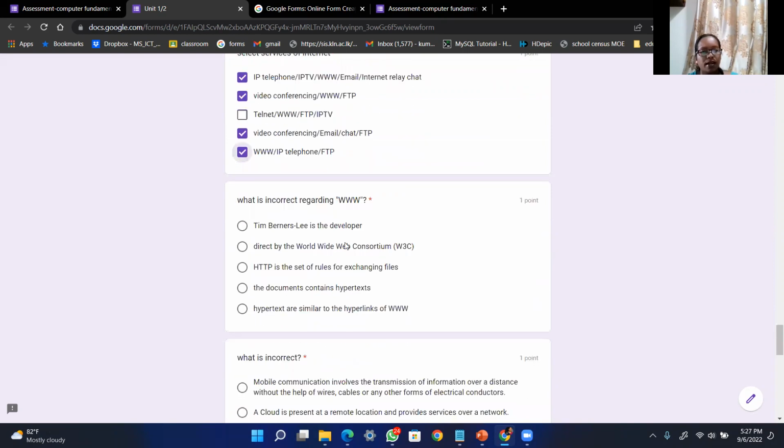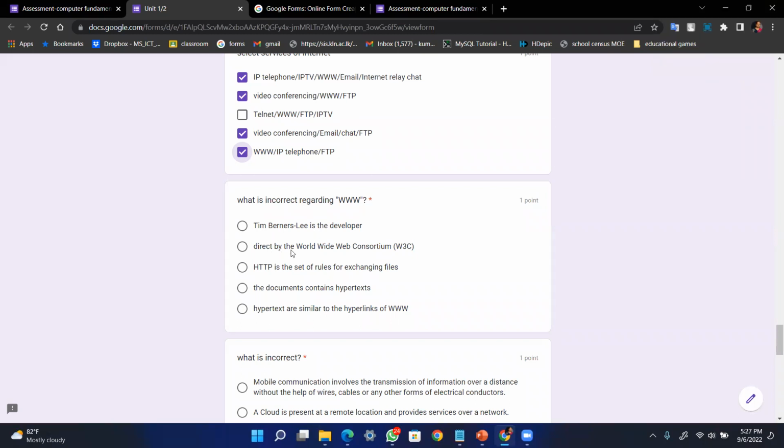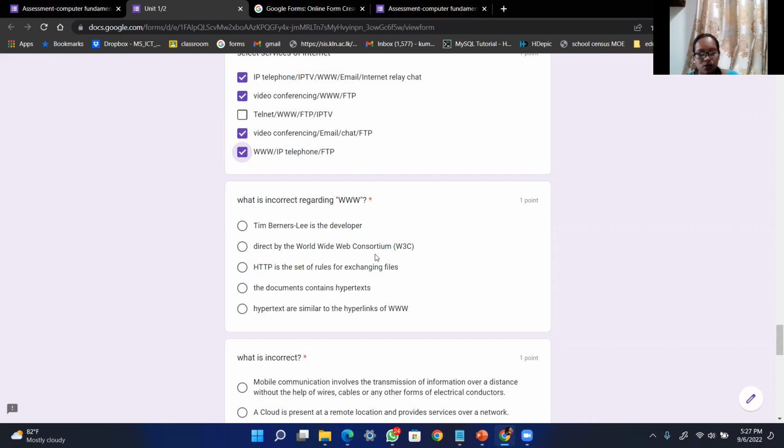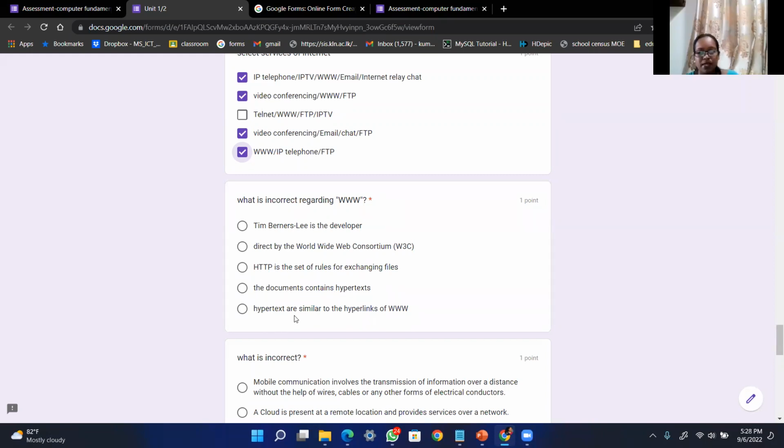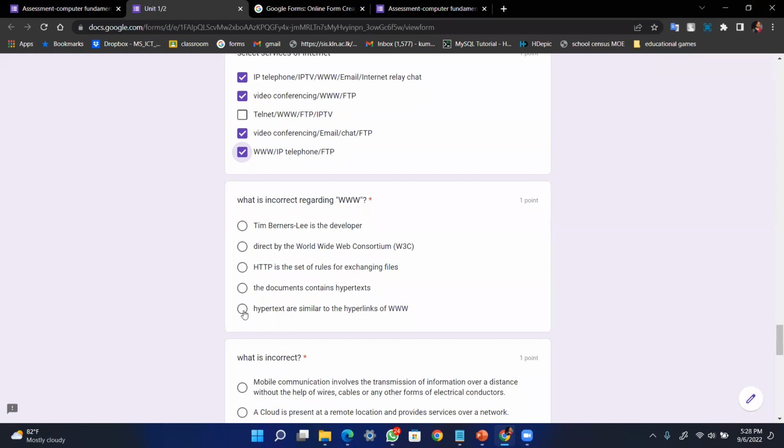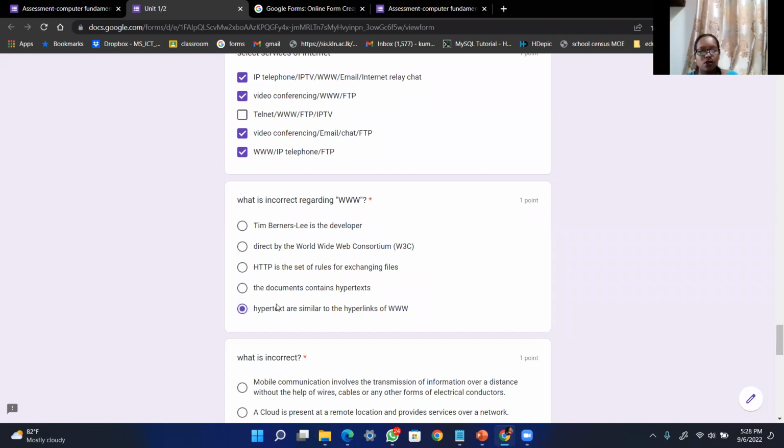What is incorrect regarding www? Tim Berners-Lee is the developer. Is that correct? Yes, teacher. Directed by the W3 consortium. Yes, correct, that is controlled by W3C. HTTP is the set of rules for exchanging files there. Yes. The documents contain hypertexts. Yes. Hypertexts are similar to the hyperlinks of www. False, teacher. Those are two different concepts. Hypertext documents are just linked with the hyperlinks.